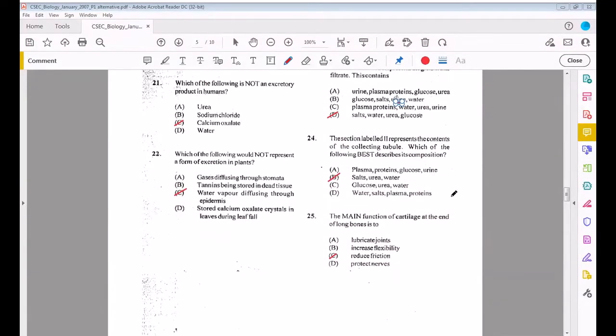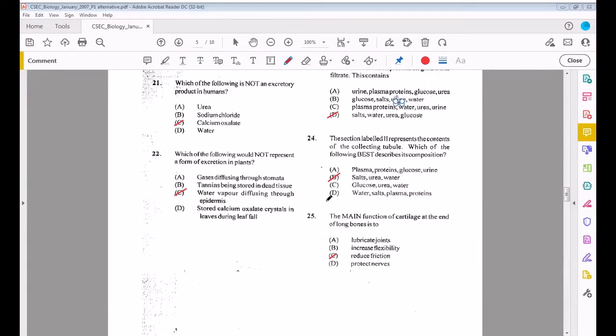24. The section labeled 2 represents the contents of the collecting tubule. Which of the following best describes its composition? The answer would be B, salt, urea, and water. The only thing that is missing from the list above, or what we'll find in the glomerular filtrate, is the glucose. But remember, glucose is actively reabsorbed only in the proximal convoluted tubule, right? So you'll find no glucose in the collecting tubule unless the person's kidney is damaged or they have diabetes.